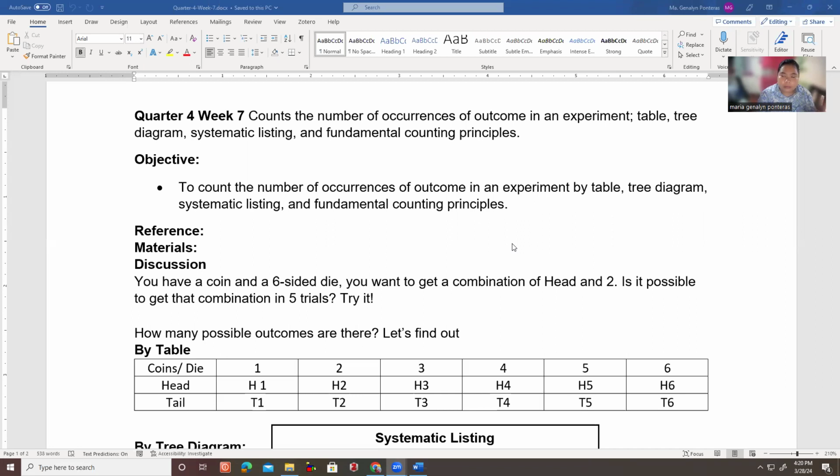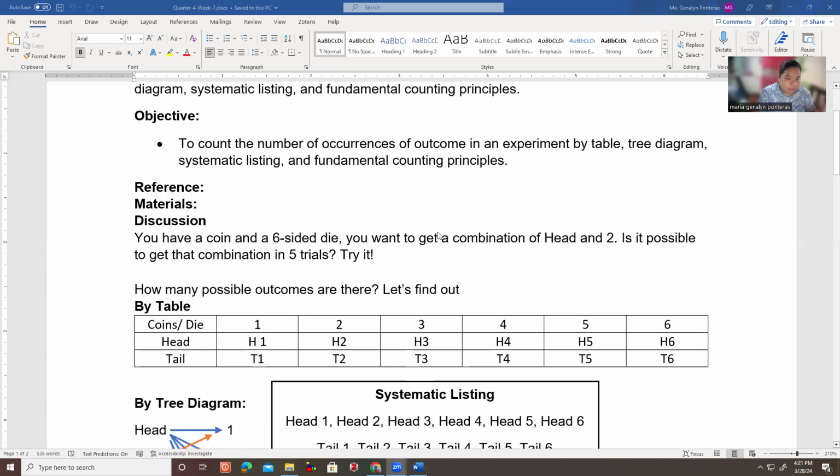We are now in quarter 4, week 7 of our regular session. Our session is all about counting the number of occurrences of outcomes in an experiment. The methods are by table, tree diagram, systematic listing, and fundamental counting principles. So we have four methods that we're going to use in order for us to determine the number of counts of occurrences of a certain experiment.